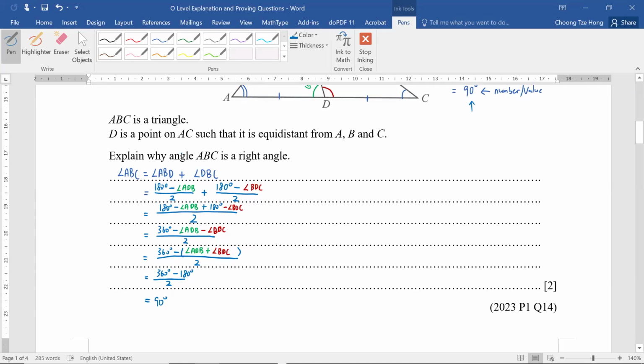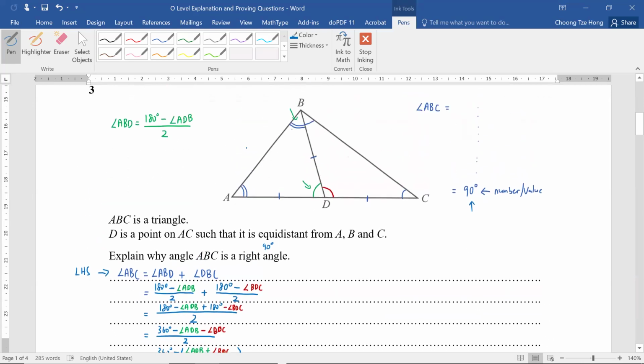So this is what I call the left hand side. We start from what they want us to show, angle ABC, and then we slowly go over to the other side, where we slowly prove that it's going to be 90 degrees. So I call this the left side to the right side answer, because on the left side we start with angle ABC, and on the right side we want to show that it equals 90.